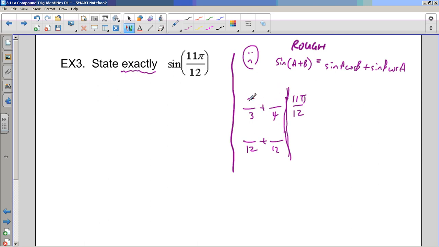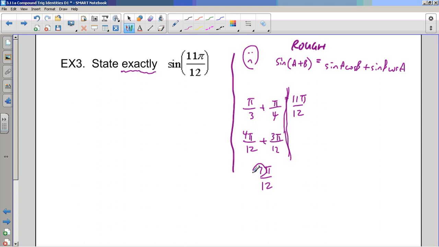Well, notice that pi over 3 and pi over 4, those don't work, because if I were to put pi over 3 and pi over 4 together, common denominator, that's 7 pi over 12, and not 11 pi over 12.